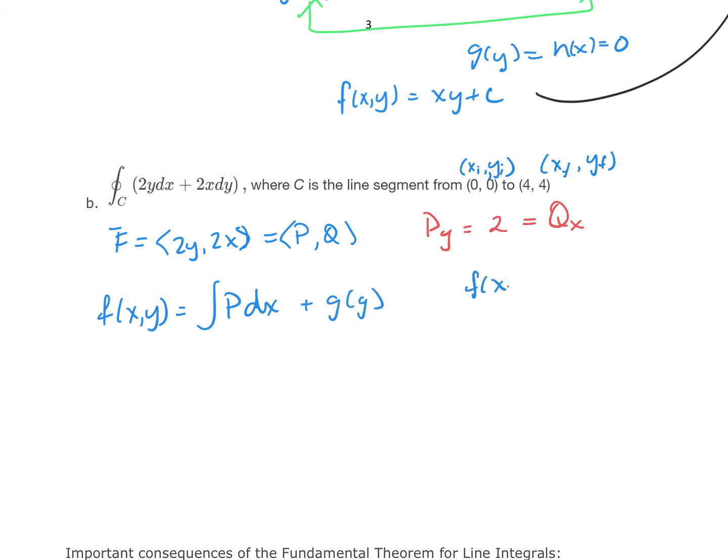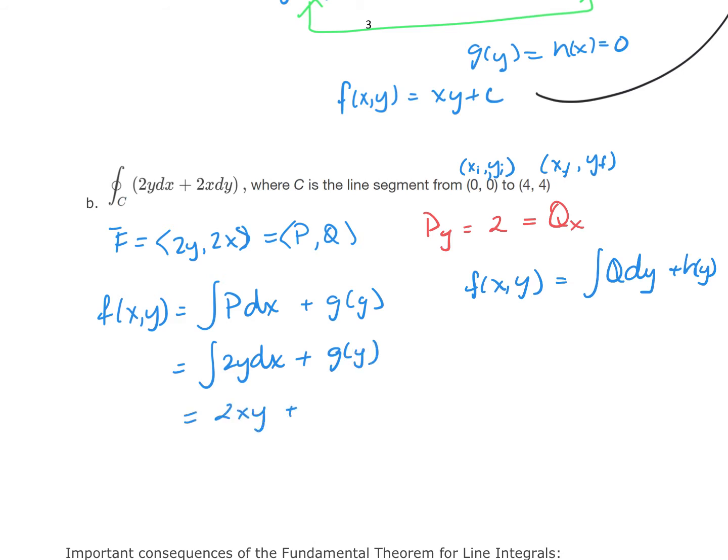Simultaneously, my f of x,y has to be equal to the integration of q dy plus h of y. So this is going to be equal to the integration of 2y dx plus g of y. This is going to give me 2xy plus g of y. I'm going to come over here and do this integration.